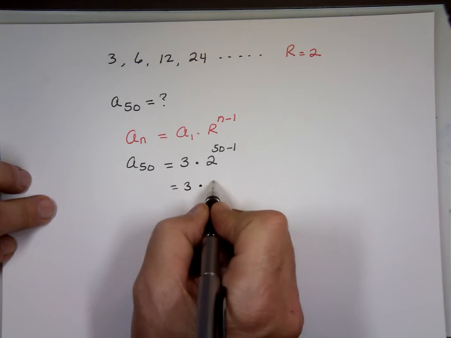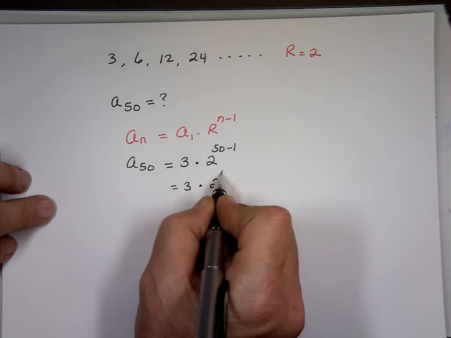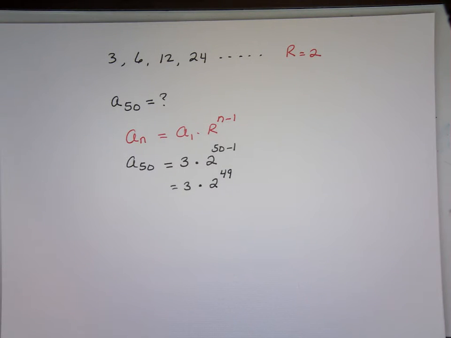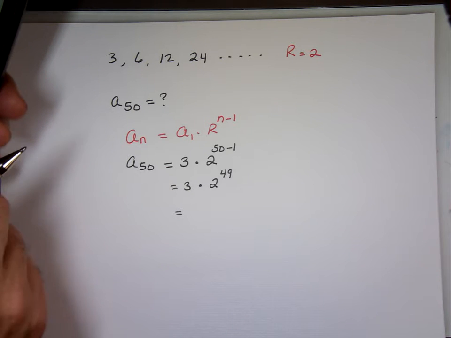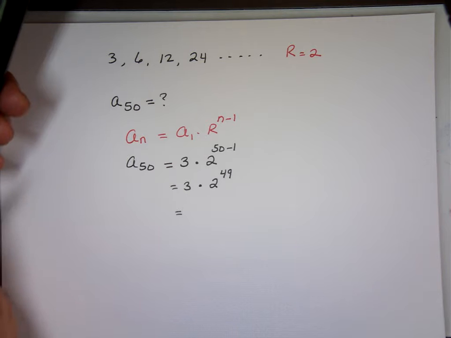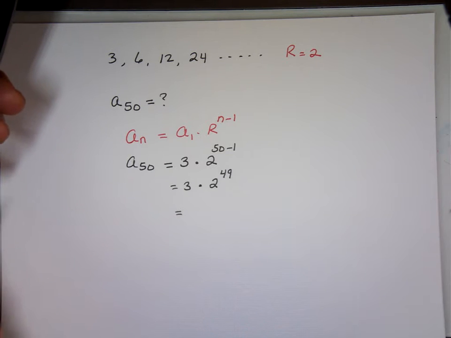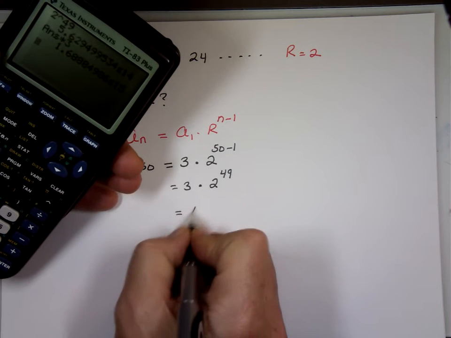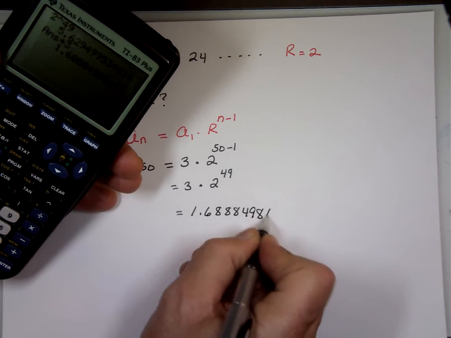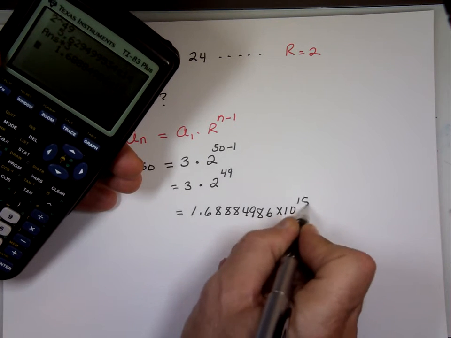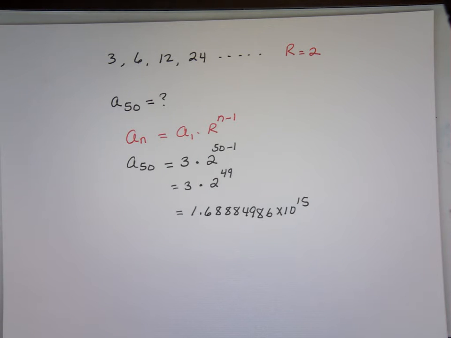That number is going to be big. 2 to the power of 49. Good luck on that number. 2 to the power of 49 times the 3. Go ahead. 1.6888496 times 10 to the power of 15. Huge number. Massive number.